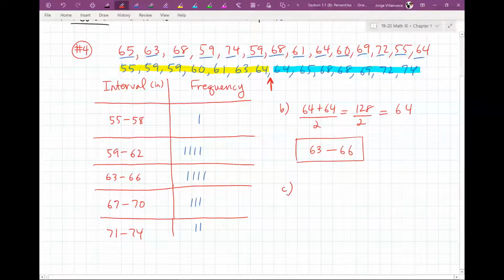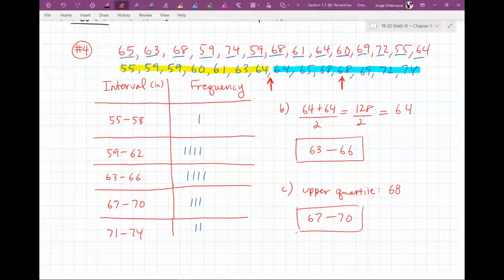They want us to find the upper quartile, the median there. So let's see. 1, 2, 3, 4, 5, 6, 7. That means the number in the middle, right there, is the median. So the upper quartile is 68. What's the interval that has the number 68? Well, 67 to 70. That's the interval that has that number.